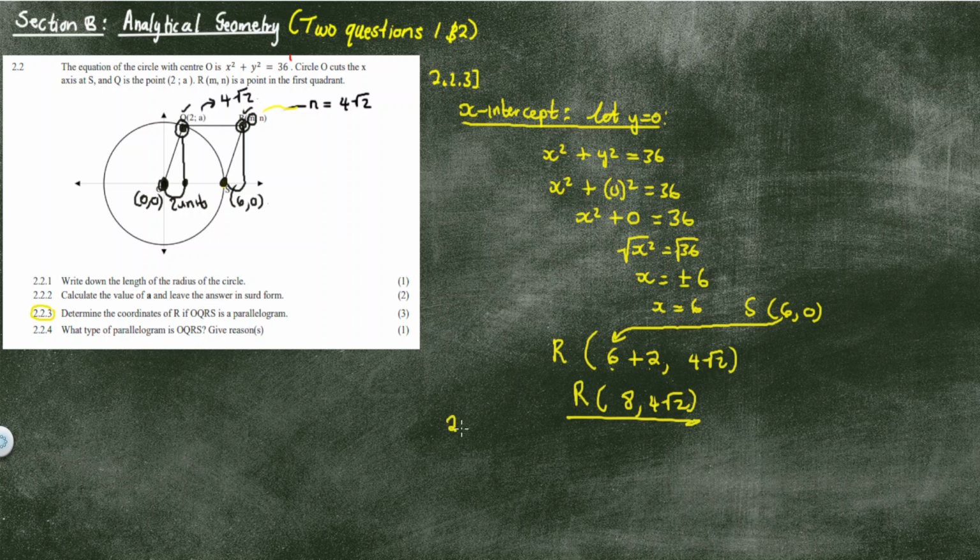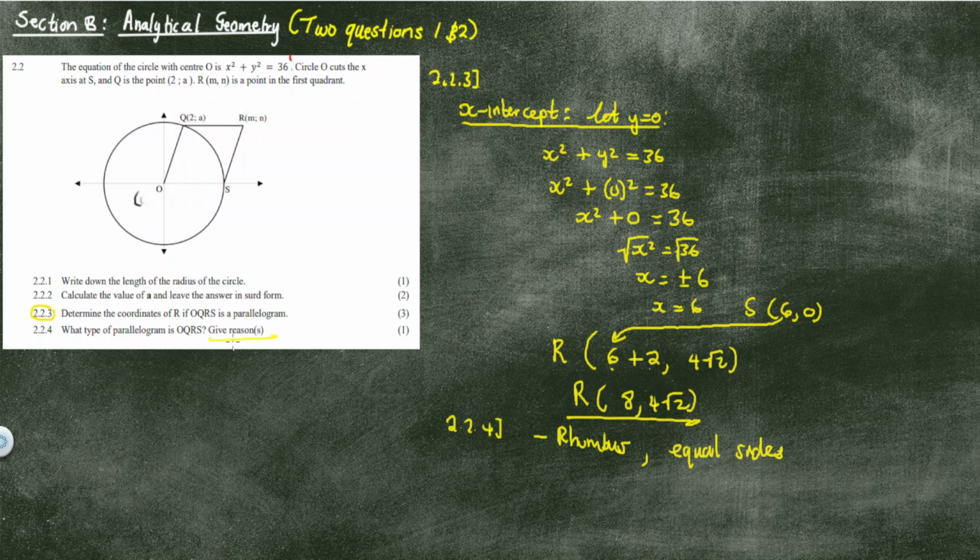Now for the last question, 2.2.4, what type of parallelogram is OQRS? Give reasons. Just for 1 mark, it's a rhombus. Anyway, as we discuss some shapes, sometimes it's good to know. It's a rhombus because of equal sides. We have to give a reason as well. It's equal sides.